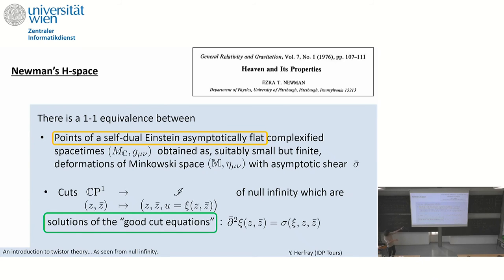Start with your self-dual Einstein spacetime, you do your BMS expansion, you recover the shear, which is the initial seed for your spacetime. You use this seed as a source for your differential equation, you solve it, and you can prove that the solutions are in one-to-one correspondence with the manifold. Really, in the sense that on the moduli space of solutions, you have a metric, and this metric is self-dual Einstein. So there is this equivalence between points in self-dual Einstein spacetime, and solutions of the good cut equation, the H-space. The H-space is the space of solutions to this differential equation, which by Newman's result is the same as points in a self-dual Einstein asymptotically flat spacetime.